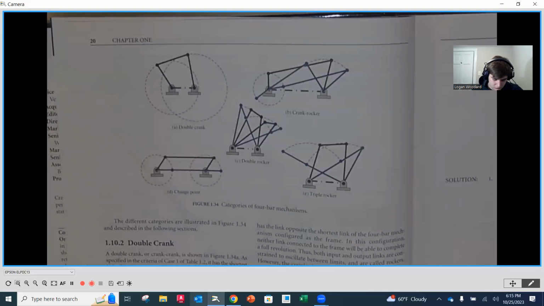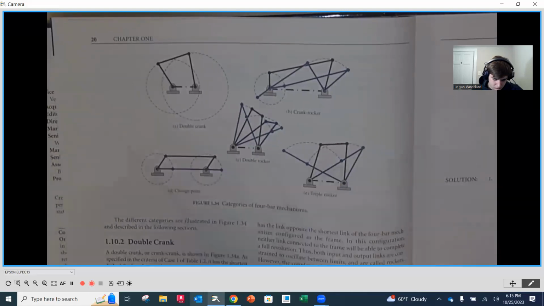The triple rocker is when we see the connecting rod fold over itself, so it's also rocking. Each one of the movable links is rocking back and forth. So that's called a triple rocker. All right.